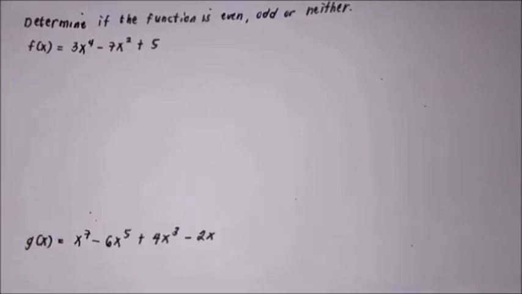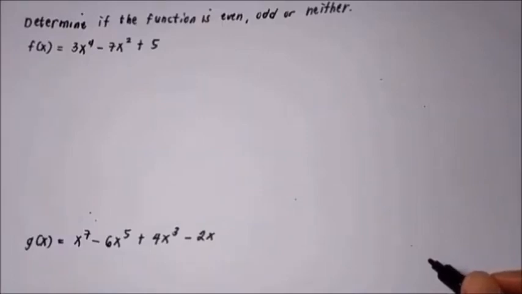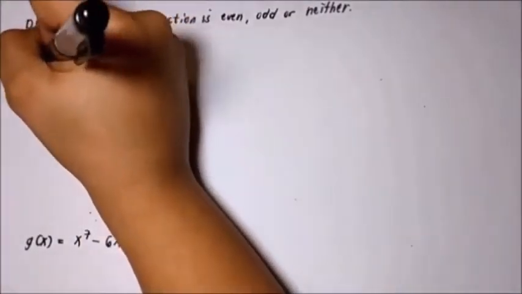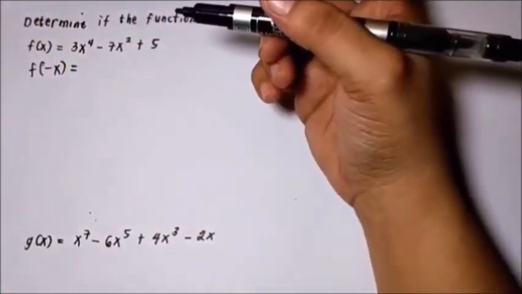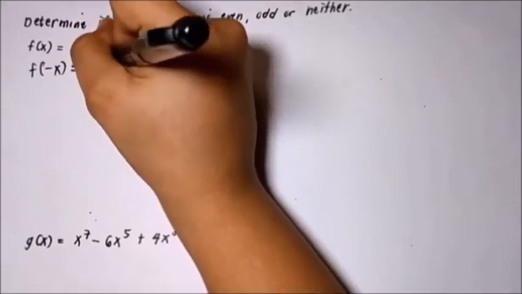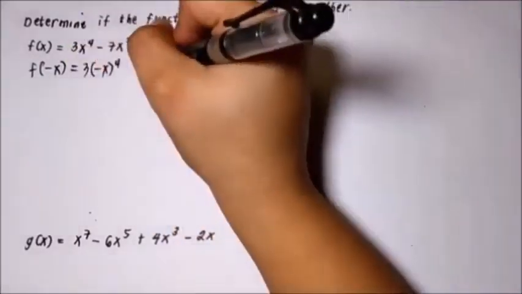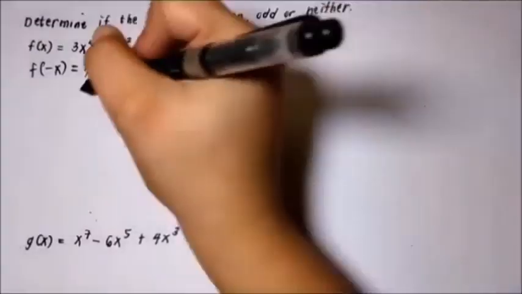If we're going to talk about functions, we could also determine if the given function is even, odd, or neither. So let's have the first one. f of x equals 3x raised to 4 minus 7x squared plus 5. So we have to determine if it is even, odd, or neither. So we will now be evaluating f of negative x. So we will be using negative x for all the values of x. So we have 3 negative x raised to 4 minus 7 negative x squared plus 5.